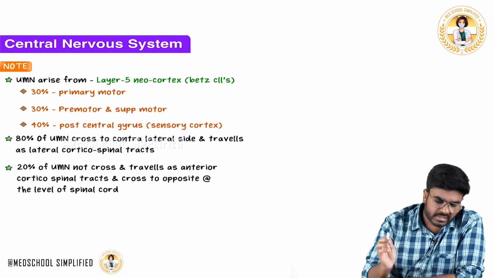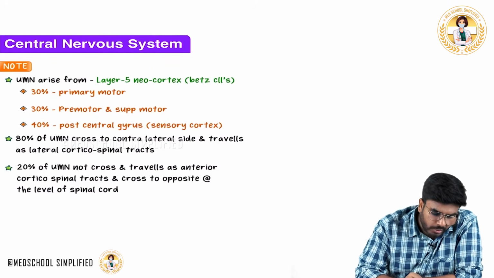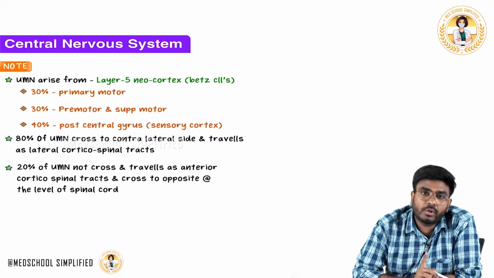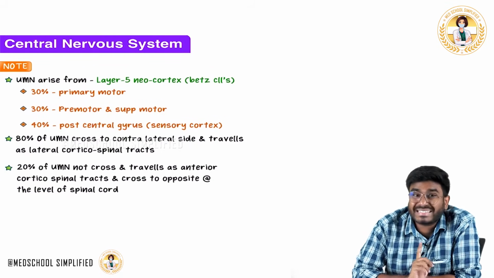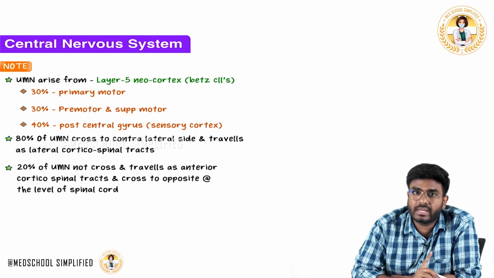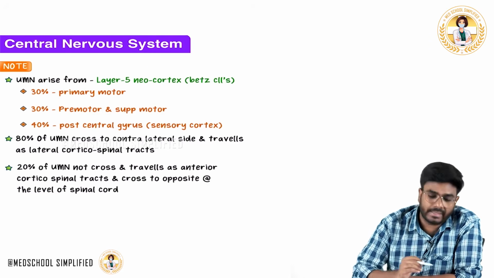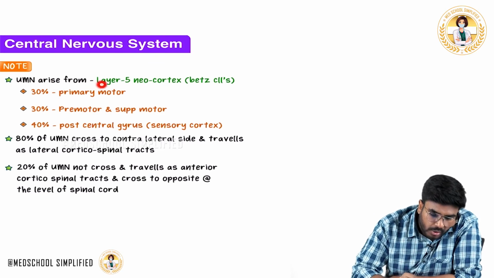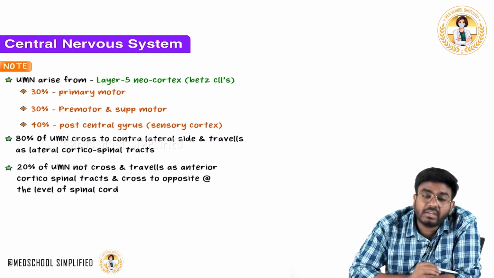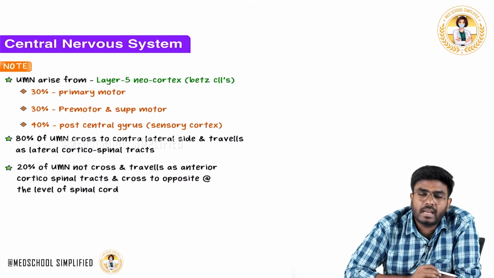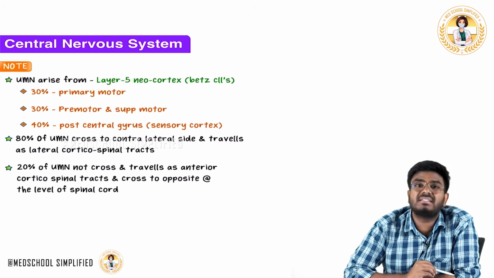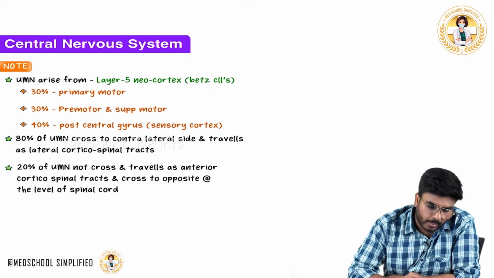Now let's discuss an important point, guys. Upper motor neurons, from where are they arising? In the corticospinal tracts, they arise from the cortex. Now the cortex has many layers; actually, there is the neocortex, which has many layers. The upper motor neurons arise from layer number 5 of the neocortex. These upper motor neurons are called Betz cells.